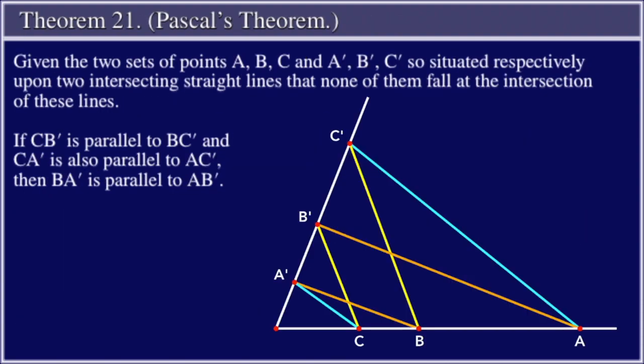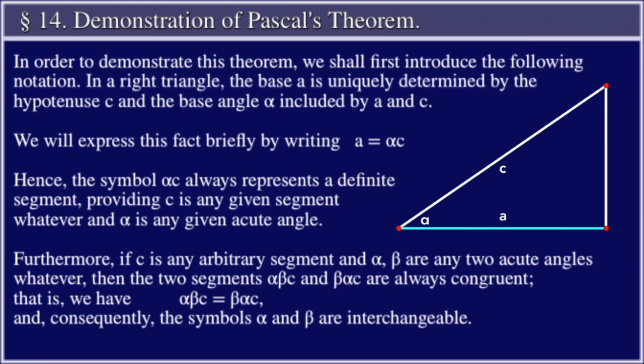Theorem 21, Pascal's theorem. Given the two sets of points A, B, C and A', B', C', so situated respectively upon two intersecting straight lines that none of them fall at the intersection of these lines. If CB' is parallel to BC' and CA' is also parallel to AC', then BA' is parallel to AB'. In order to demonstrate this theorem, we shall first introduce the following notation.